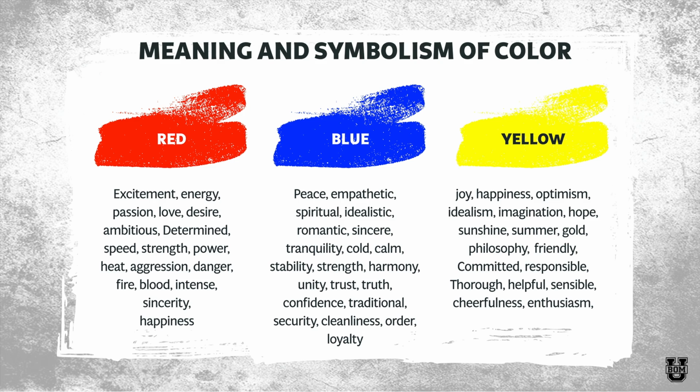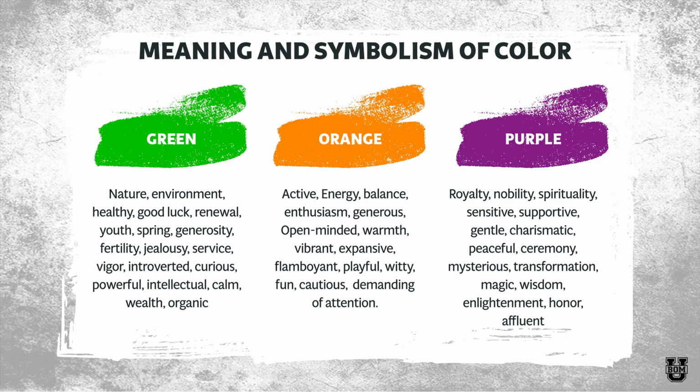And then you have your blues, which are going to be more traditional: security, trust, and loyalty. And yellows are sort of joy, happiness, imagination, helpfulness, etc. And you have your greens, which are going to be sort of your nature, healthy, good luck, money, wealth. Oranges are more active: energy, balance, and enthusiasm. And purples are more associated with royalty or spirituality. It kind of represents sensitivity and peacefulness. And again, these are just a small spattering of words that sort of associate with those individual colors.